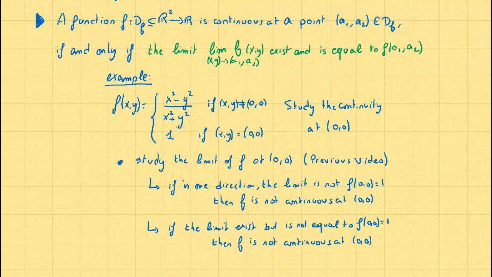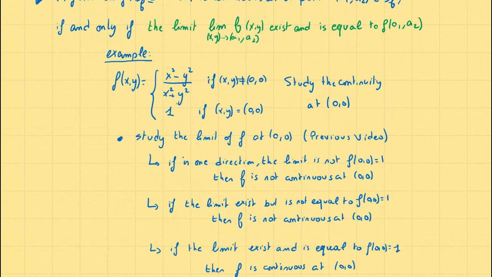Now let's say that the limit exists, but it's not equal to f(0,0), which is 1. In this case also you will say that the function f is not continuous because you are not satisfying the definition that says that the limit should exist and be equal to f(a1, a2), in this case f(0,0). Finally, if the limit exists and is equal to f(0,0), which is 1, then it's the only case where we can say that the function f is continuous at the point (0,0).